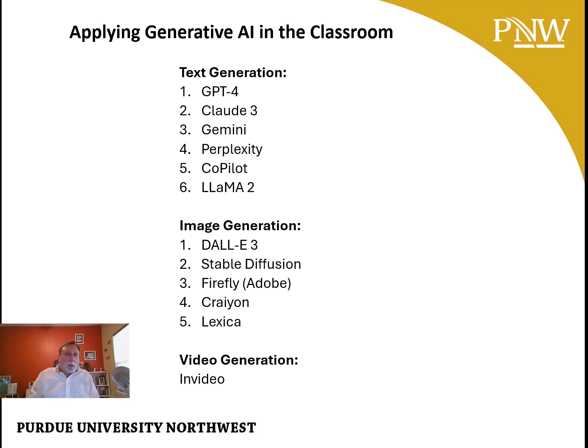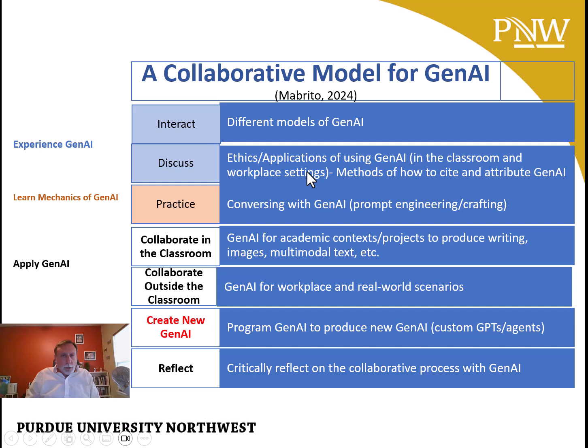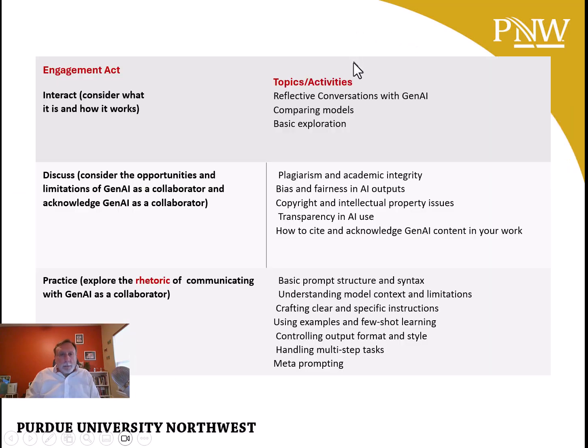Okay, so going forward, I'm going to be structuring these assignments based on the model that I showed you earlier and focusing on these actions: interact, discuss, practice, collaborate, and create new Gen AI and reflect. I'd like to begin with the first three: the acts of interacting, discussing, and practicing. And what does that mean exactly? Well, here are some suggested activities.